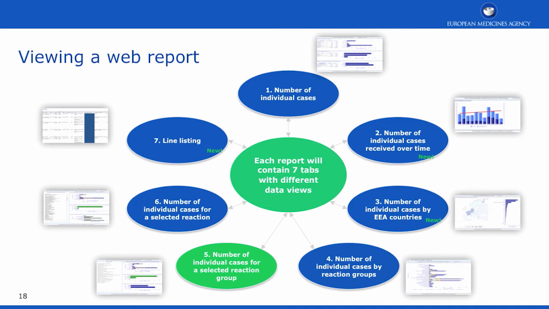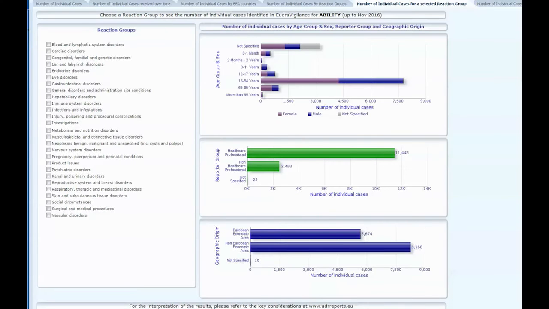The fifth tab displays the number of individual cases for a selected reaction group. The user selects the reaction group of interest, and all resultant adverse reaction data is visualized in 3 graphs, split by age group and sex, reporter group, and geographic origin. You can think of this as an additional view of the number of individual cases by reaction groups tab, where graphs for 3 of the filtering variables are simultaneously displayed for the specified reaction group.